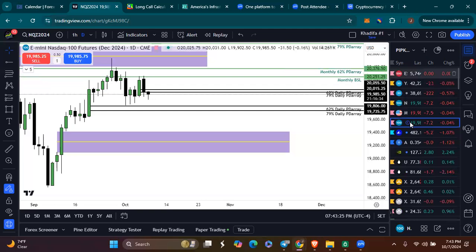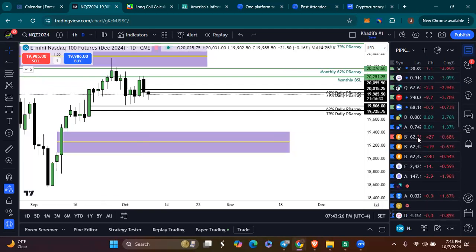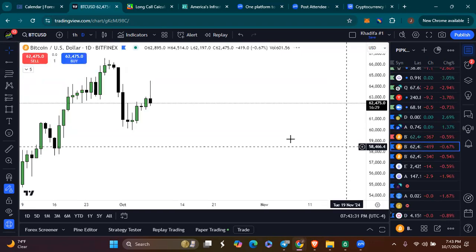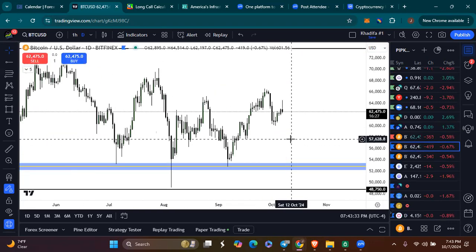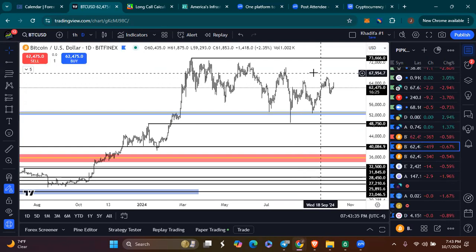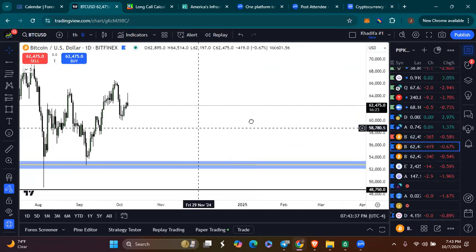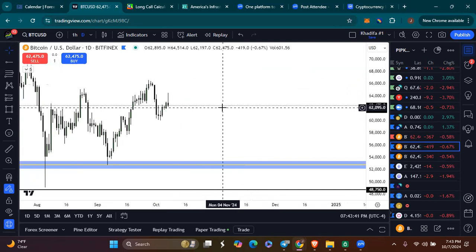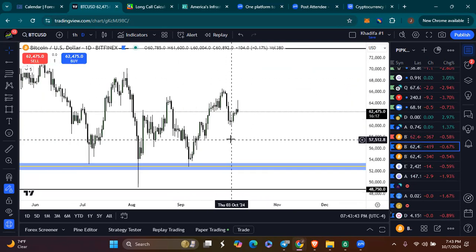And I guess I'll take a look at crypto tonight. We see Bitcoin doing what Bitcoin do. I am expecting Bitcoin to start ripping to the upside here pretty soon.